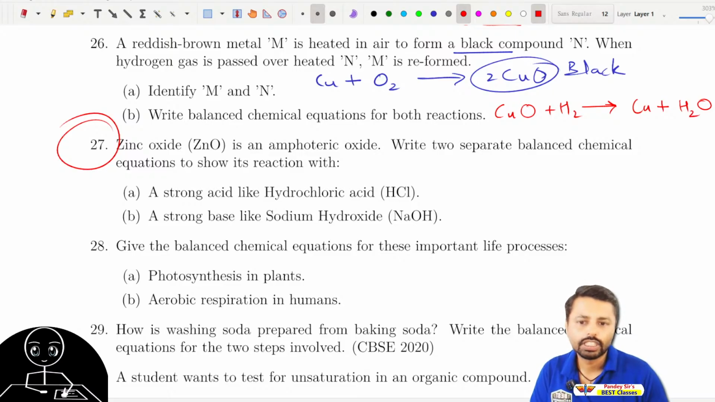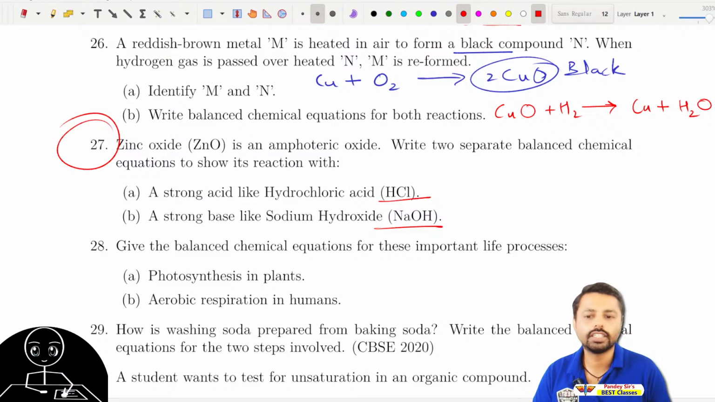Zinc oxide, ZnO, is an amphoteric oxide. Write two separate balanced chemical equations to show its reaction with HCl and NaOH. You remember what an amphoteric oxide is? The one that reacts with acid as well as base. So HCl plus ZnO must give you ZnCl2 plus H2O.